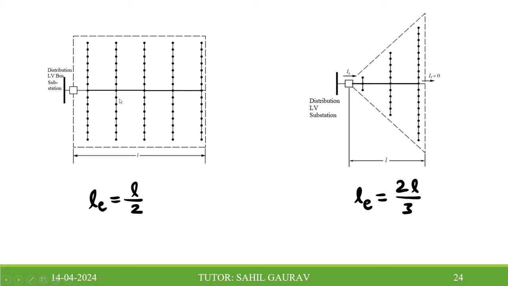So here you can see that for the rectangular service area, the effective length is L upon 2, while for the triangular service area, the effective length is 2L upon 3, and both these service areas have uniform load density.